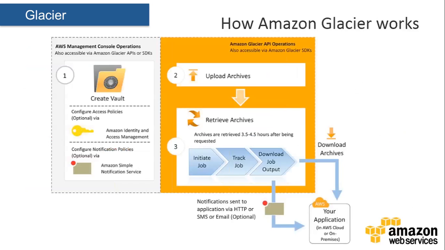So the atomic unit of a Glacier implementation is the archive, and that may consist of a tar or a zip of multiple objects. And then those archives are uploaded and stored into Glacier. They take between 3 and 5 hours to be up and confirmed in Glacier, and ditto for the retrieval process. They're retrieved in 3 to 5 hours after being requested, and because this is a lagged process, you have the concept of a job. The customer is able to initiate a job that may then be tracked via a notification policy using Amazon's Simple Notification Service, and then that job is downloaded to a holding area where it can be transferred into S3 or downloaded to an on-premise application.